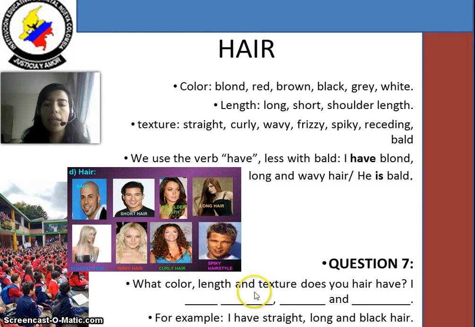Question number 7. What color, length and texture does your hair have? ¿Cuál es el color, la altura y la textura de tu cabello?